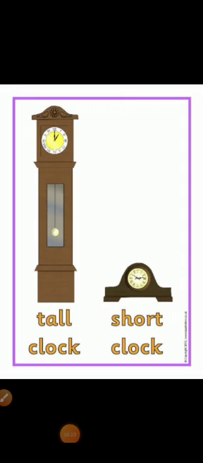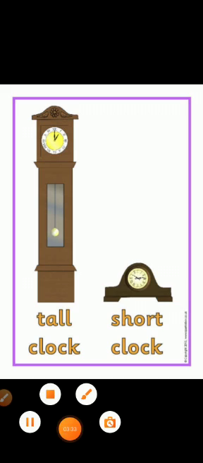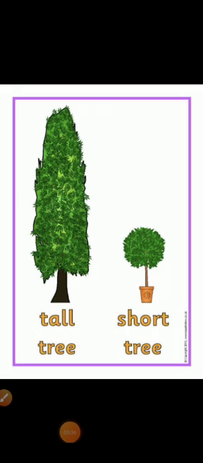So children, there are two clocks in the picture. One is a tall clock and the other is a short clock. And see children, we have one more picture of trees. One is a tall tree and the other is a short tree. Yes, what are these? Lovely flowers. One is a tall flower and the other is short. The red one is short and the yellow one is the tall flower.